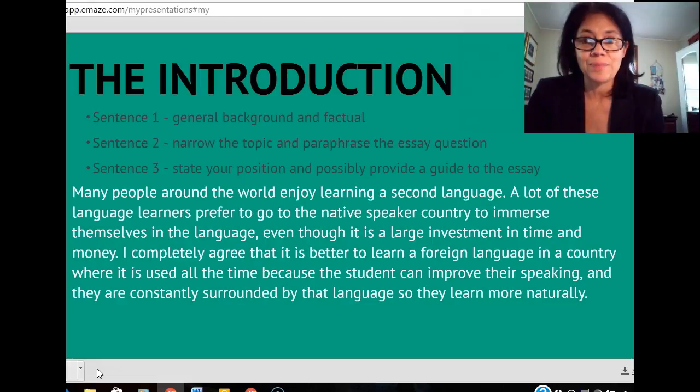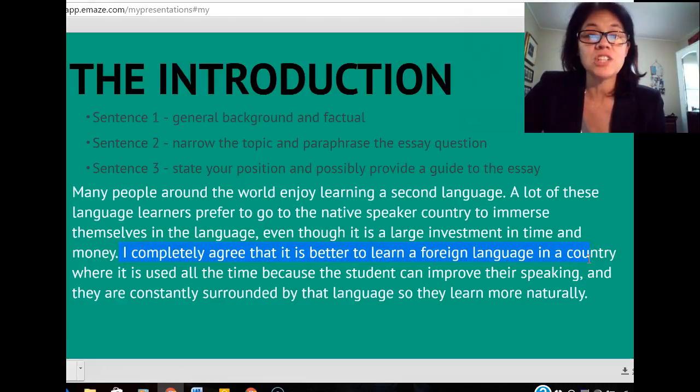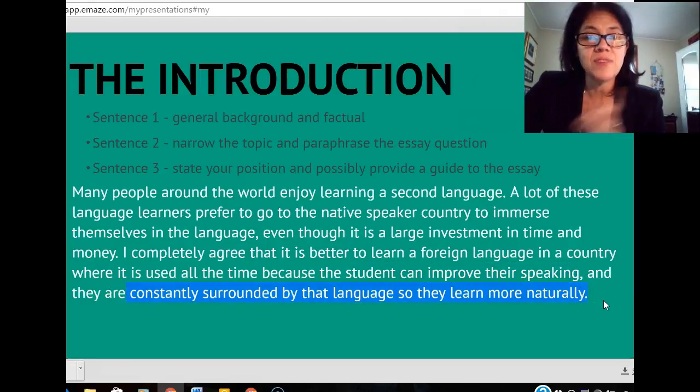Let me just say two things about this introduction. The student makes it super clear that it's better to learn a foreign language in the country where it is used all the time. There can be no mistaking the speaker's opinion, and also the student gives two reasons. What's the first reason? The student can improve their speaking, and the second reason is they are constantly surrounded by the language. This is very important for you to notice later in the main body. Let's continue.